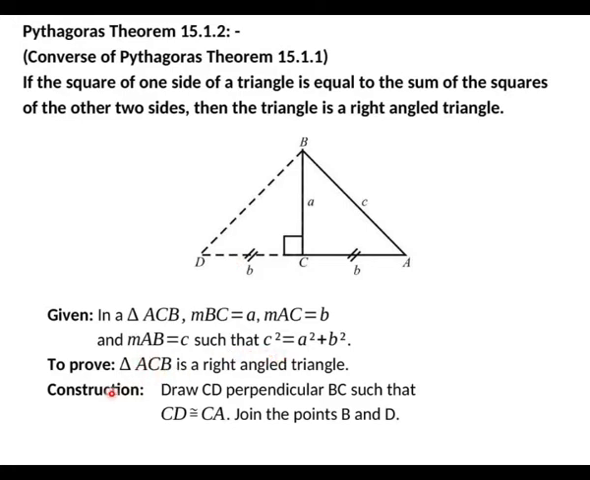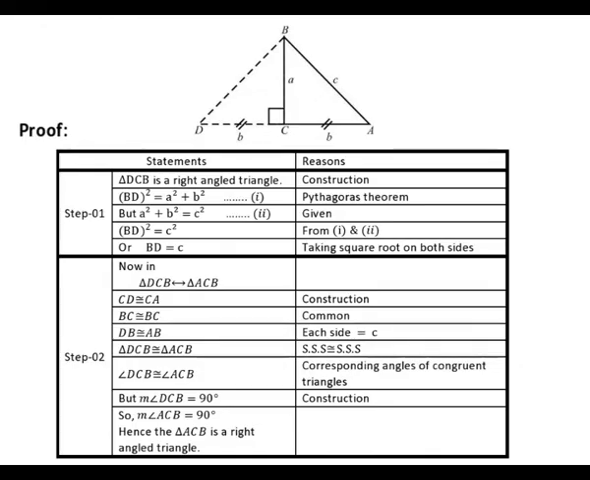Now what is the construction? Draw CD perpendicular to BC. This is the CD that we have to draw. We are drawing this CD perpendicular to this BC, but with the condition that CD is congruent to CA. This CD is congruent to CA, and now join the points B and D. So we join B to D. Okay, now we are moving on.